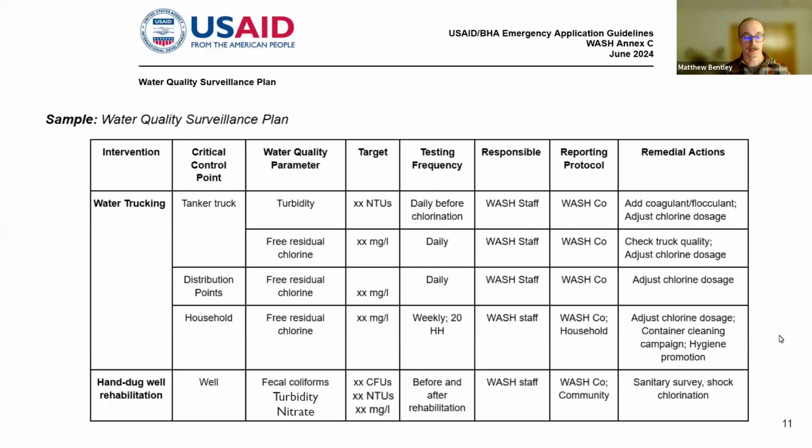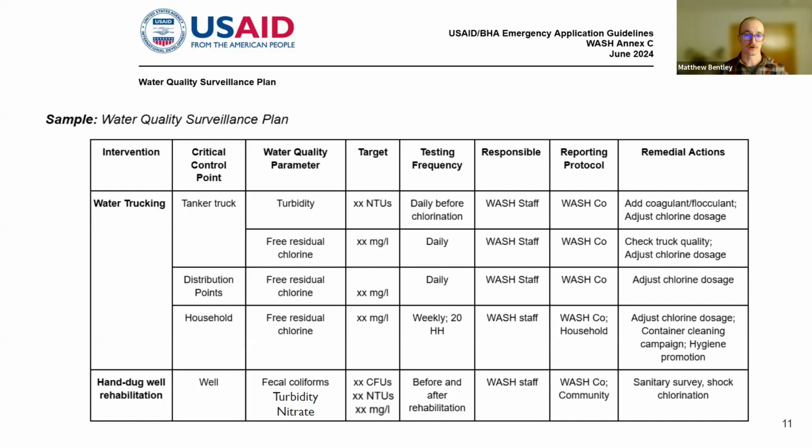So this is something that is included in most applications that feature water supply. And we have a few different columns here to provide a very quick overview of the water quality plan of a partner that's implementing a water supply intervention. So here you can see the first column is the intervention itself. So every water supply intervention should be listed here, because water quality should be measured to ensure we're providing safe water through these water supply interventions. So we're going to list the interventions in that column.